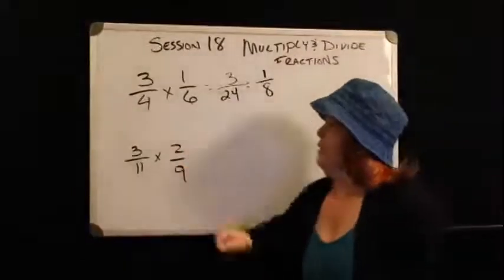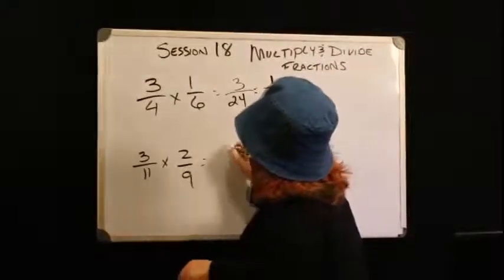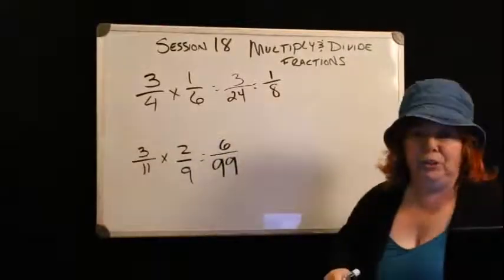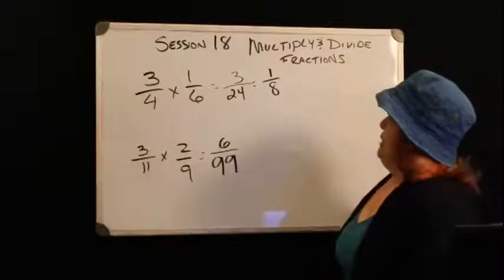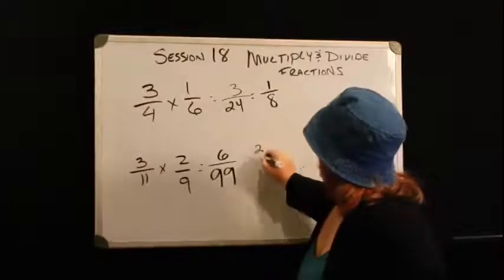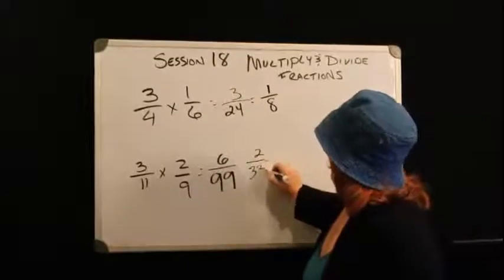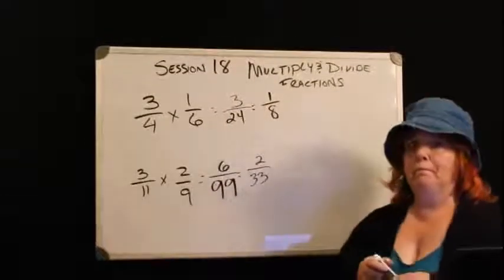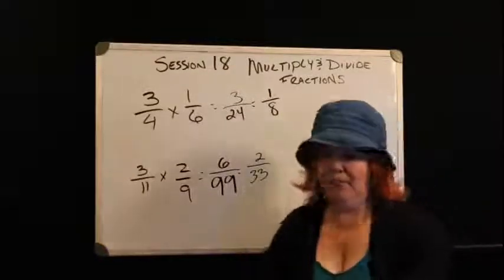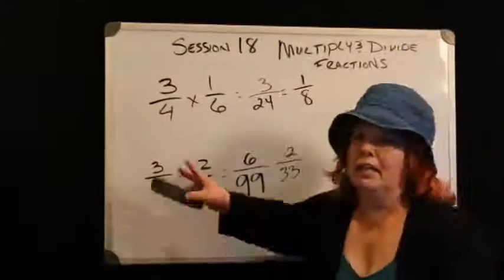Next one. 3 times 2 equals 6. 11 times 9 is 99. Can this be reduced? Let's see. Can 6 be divided by 3? Yes. 6 divided by 3 is 2. Can 99 be divided by 3? Yes. 33. Can we reduce it any more? No. 33 cannot be divided by 2. So that's multiplying. Again, just straight across.